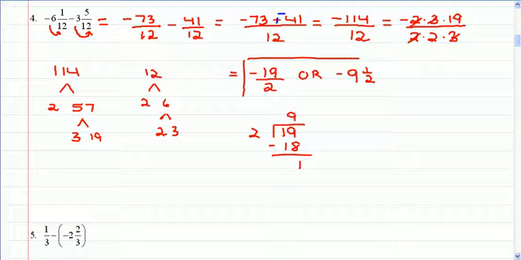For this problem, the negative 9 and 1/2 would be a better way of expressing your answer because the original question fractions were as mixed numbers.